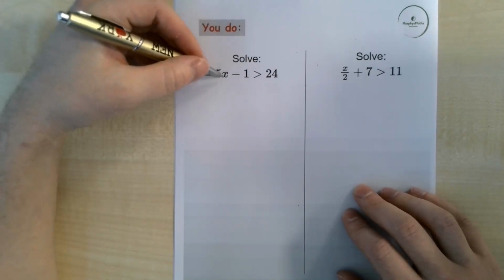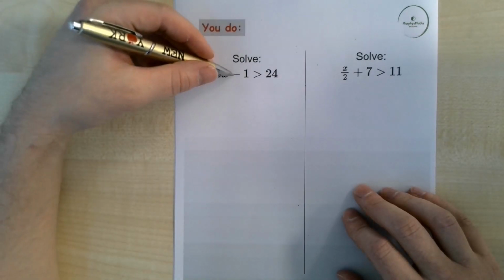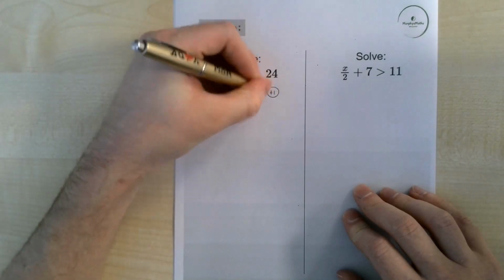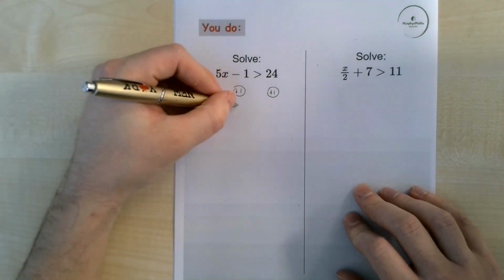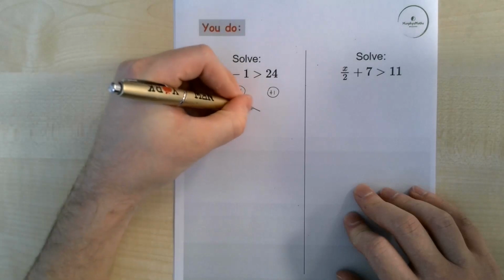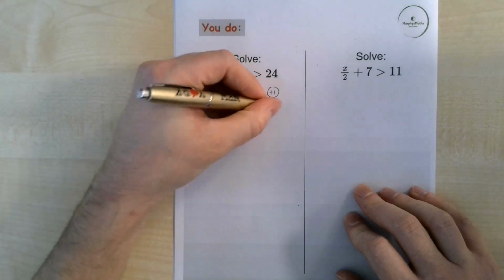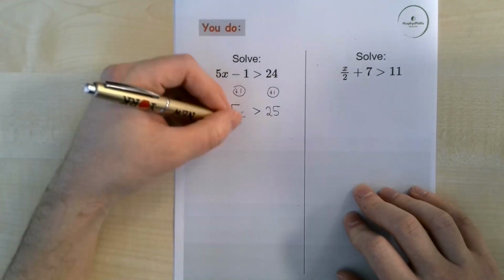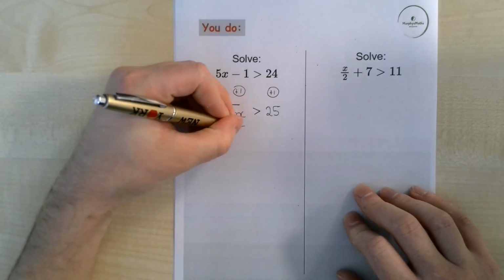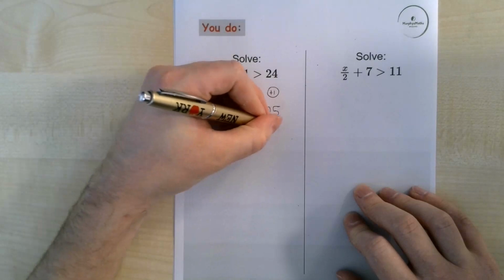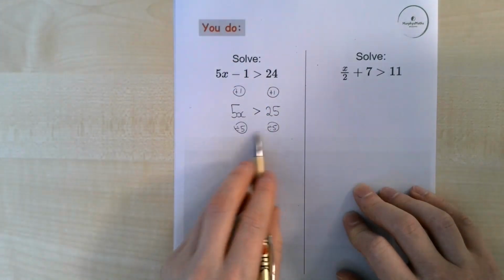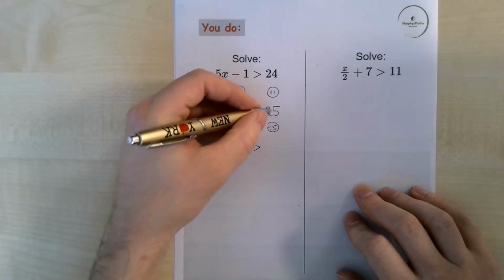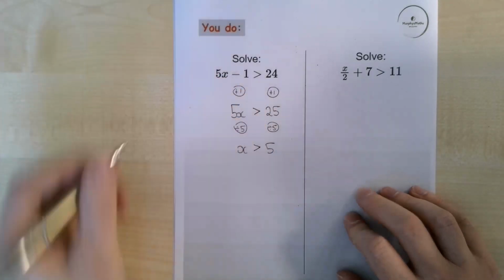So the first thing you would have wanted to do here is do the opposite of minusing 1. So add 1 to both sides of the inequality. That'll now give me 5x is greater than 25. The 5 is multiplying the x, so we'll divide by 5. And again, both sides of the inequality. So x is greater than 25 divided by 5, which is just 5.